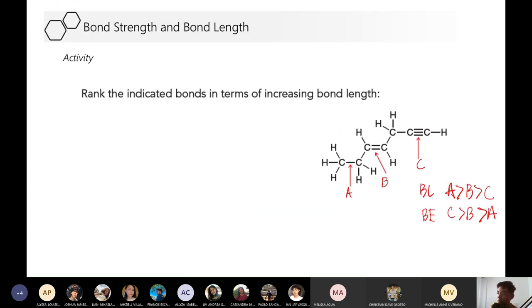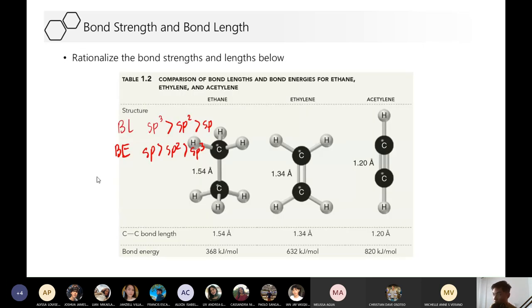So yun lang. Yun lang yung mga konsepto ng hybridization. Medyo marami, pero you have your PowerPoints with you naman. Pagsama-samahin nyo na lang yung idea. Pero ito lang naman yung trend. So ayan, as long as you know the hybridization of your carbon, then you can predict the bond length and the bond energy. Okay? So ganun lang.